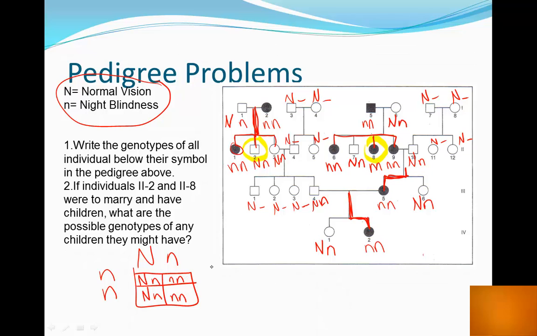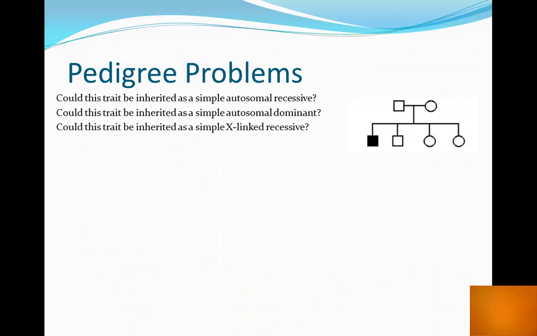The possible genotypes are half heterozygous and half homozygous recessive. This problem is not labeled or numbered, so that is our first step. Before we even read the problem, we're going to number our generations, 1 and 2. Now we'll number our individuals, 1, 2, 1, 2, 3, 4.